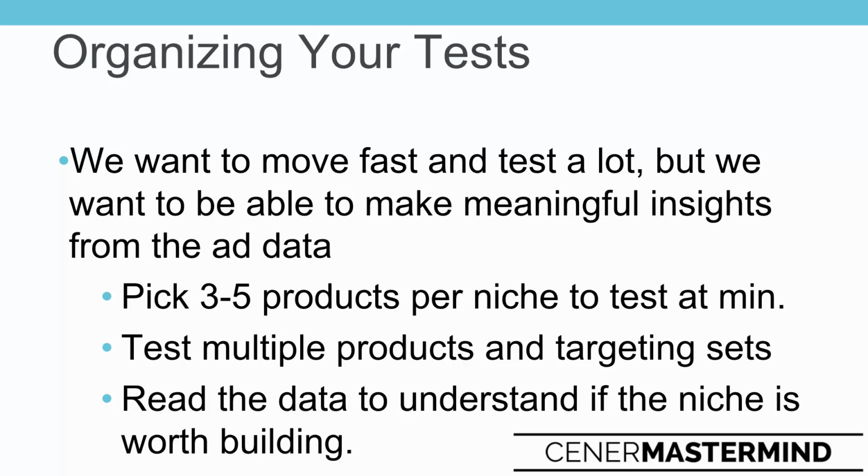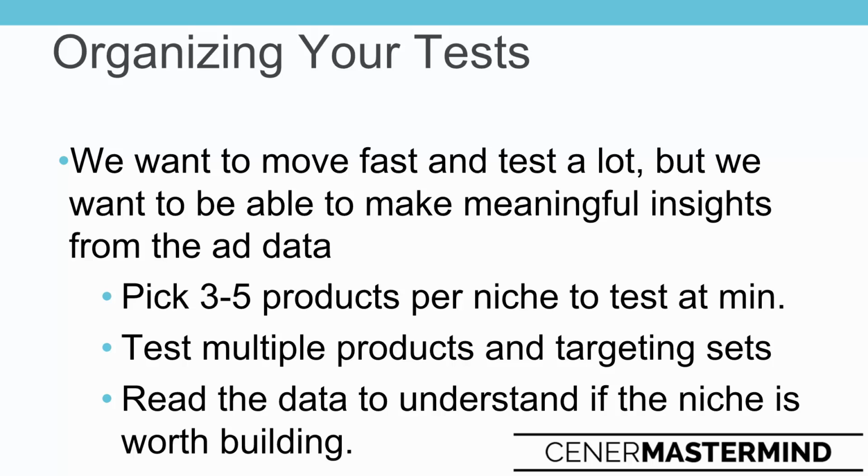So what are we going to do? We're going to pick 3 to 5 products per niche to test at minimum. They don't need to all be tested at once. You could spread them out over a couple weeks. But we want to be testing multiple products in a niche, and we want to be testing multiple targeting sets. You're going to learn all about my interest grouping targeting strategy, and this is really perfectly suited for the volume game, launching lots of products.